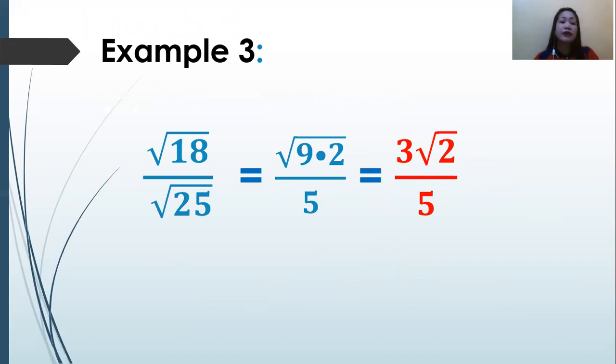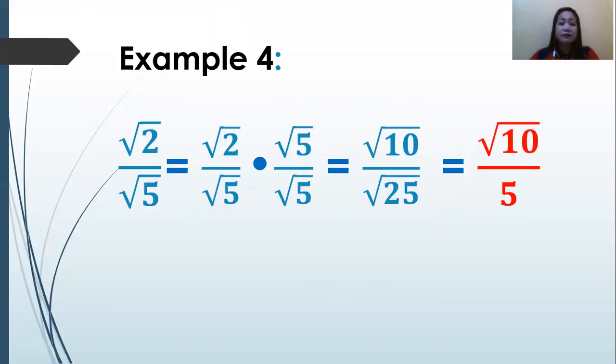The square root of 18 divided by the square root of 25. The square root of 25 is a perfect square; the square root of 18 is not. So we have two numbers here, 9 times 2. Then we bring it out. The square root of 9 is equal to 3. The answer is 3 times the square root of 2 over 5.